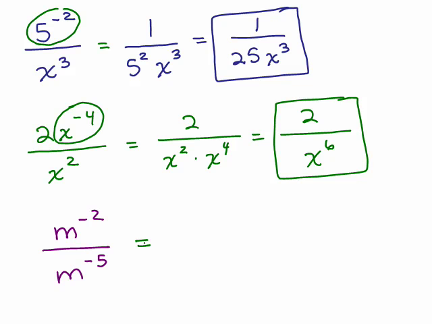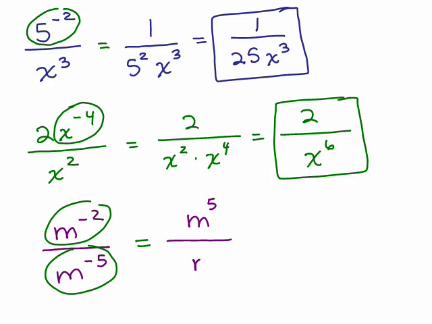And this last one, both of these have negative exponents, right? So what I could do is put the m to the negative 5 as m to the 5th in the numerator, and m to the negative 2 in the numerator is the same as m squared in the denominator. And now I could use my quotient rule by subtracting. 5 minus 2, so I have m cubed.